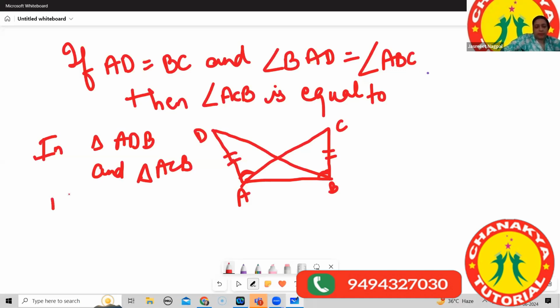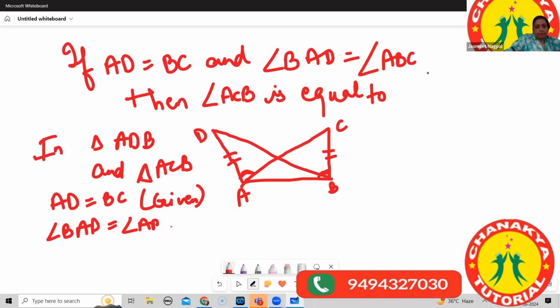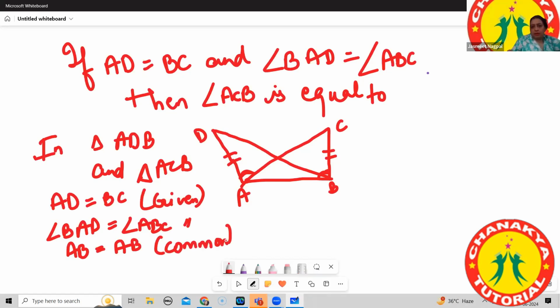Firstly, you have to write in triangle. Then you will write AD equals BC, this is given. Reason is very important in congruency. Angle BAD is equal to ABC, this is also given. And I will take AB equal to AB, this is common in two triangles. AB is in triangle BAD, AB is in ABC. So AB is common. Therefore you will write these two triangles are congruent.